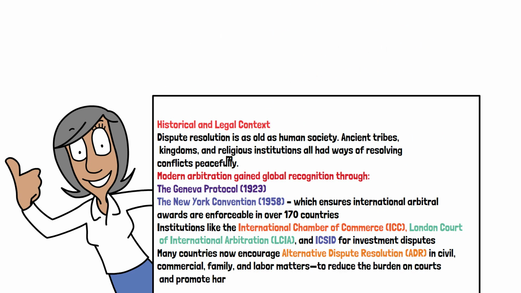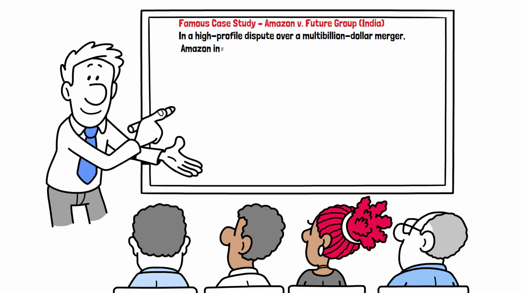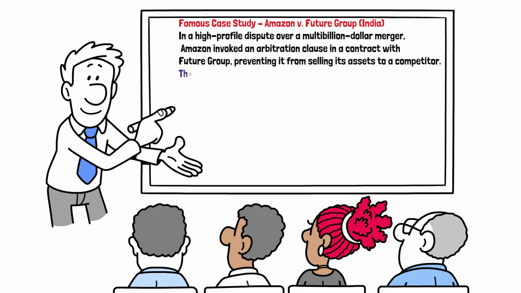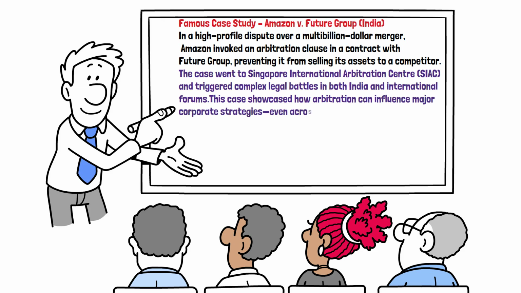Famous case study: Amazon v. Future Group, India. In a high-profile dispute over a multi-billion-dollar merger, Amazon invoked an arbitration clause in a contract with Future Group, preventing it from selling its assets to a competitor. The case went to the Singapore International Arbitration Center and triggered complex legal battles in both India and international forums. This case showcased how arbitration can influence major corporate strategies, even across borders, and reinforced the legal power of arbitration clauses in contracts.